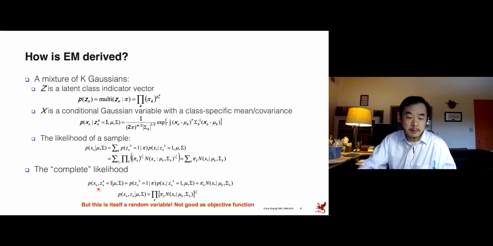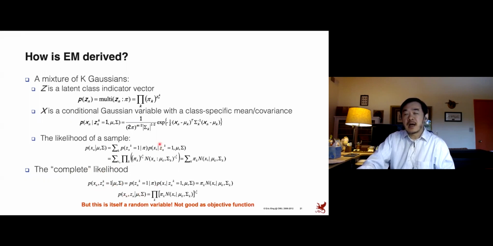Complete likelihood is basically the likelihood of all random variables that matter, regardless of whether they are observed or not observed. So in this case, for example, Z is not observed, but we put it anyway. So it is the joint of X and Z. We call this the complete likelihood.